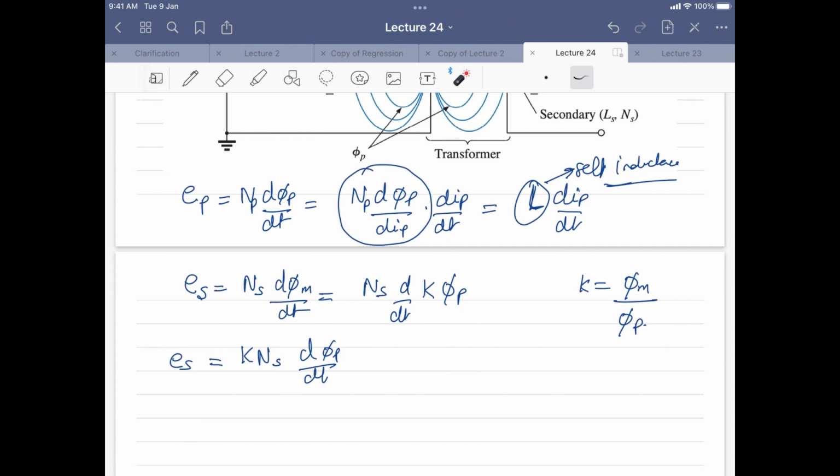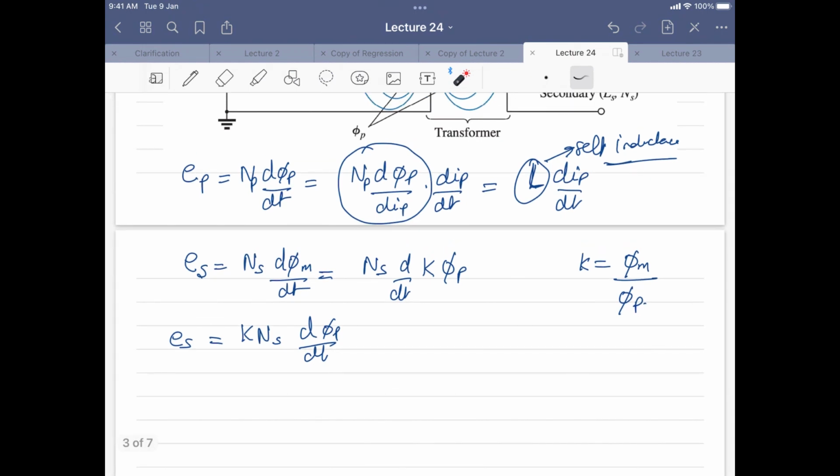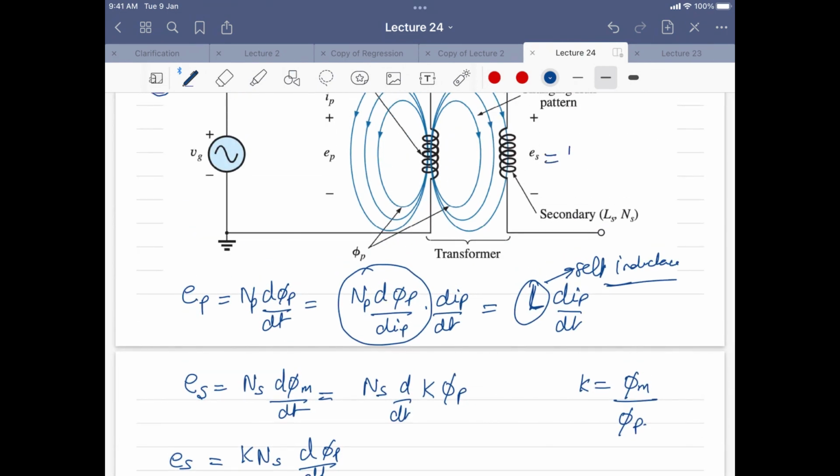Ep by Es is equal to Ep by k Ns. So Es is nothing but k Ns d phi by dt, right? And from here, last time I was telling you Es is K times this Vg. This K is not that K. Please note that. I will explain what this K is, which is coming now. This K is nothing but Np by Ns. It's not this K.